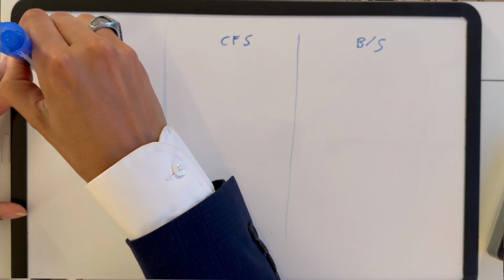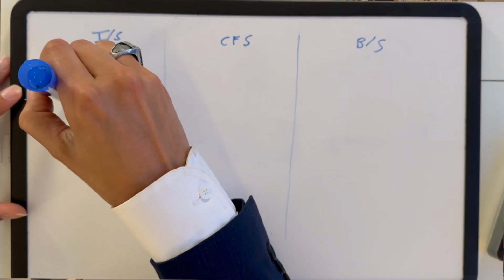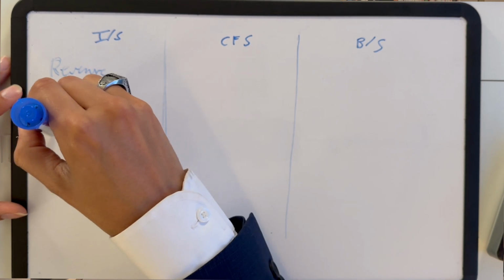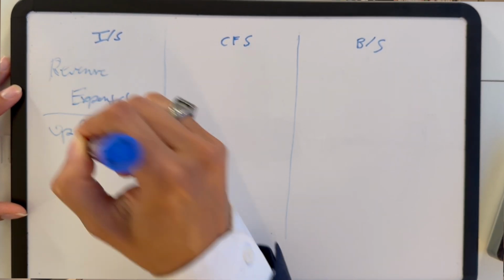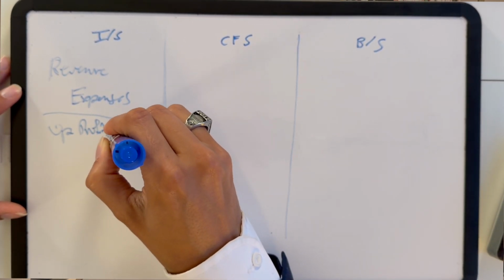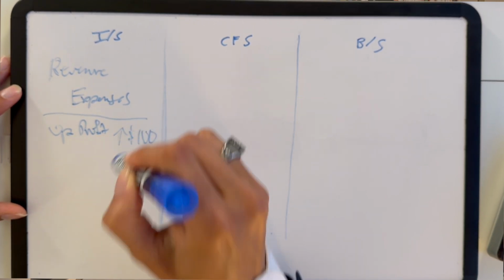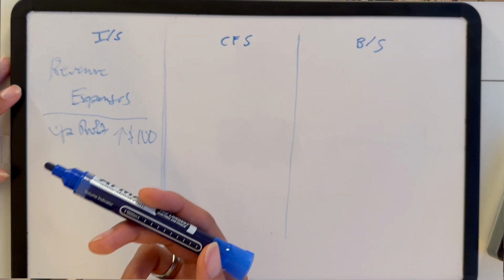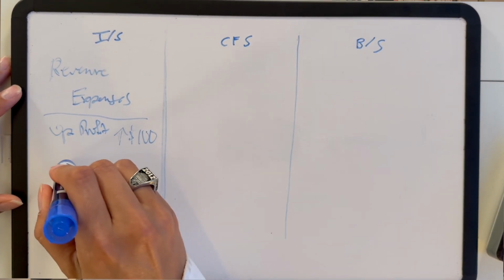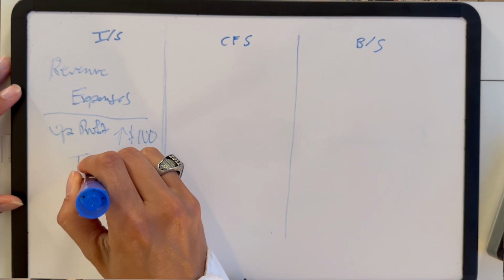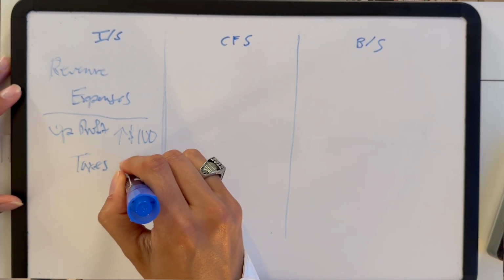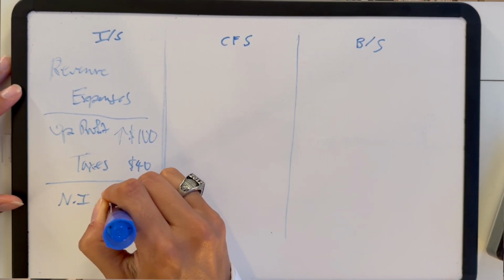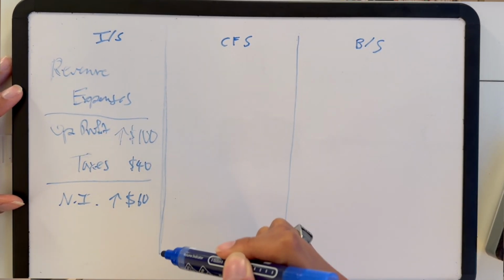So if we say that there's revenue minus expenses, let's say our operating profit is actually going to go up by $100. And that's because we're writing off this debt. It's a benefit to us. Now, in terms of taxes, let's assume a 40% tax rate. So let's assume $40 of taxes. Now our net income is going to go up as a result by $60.